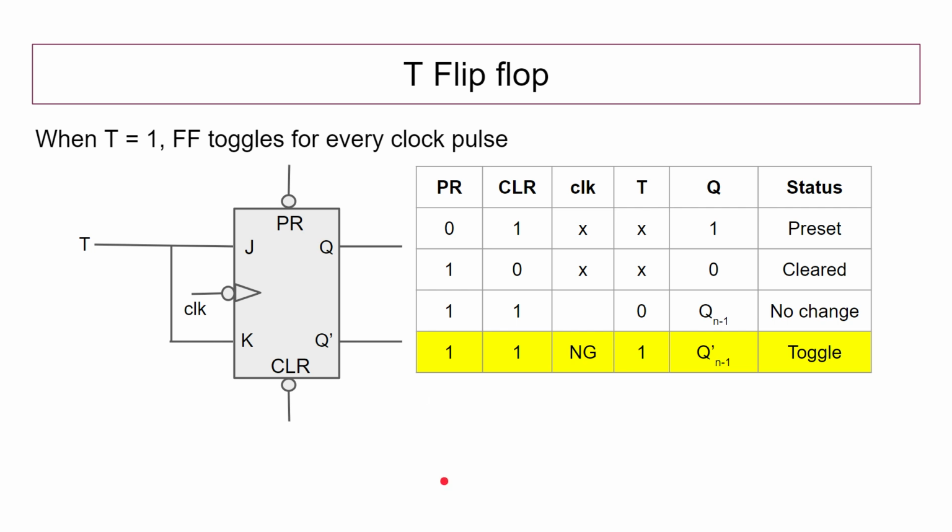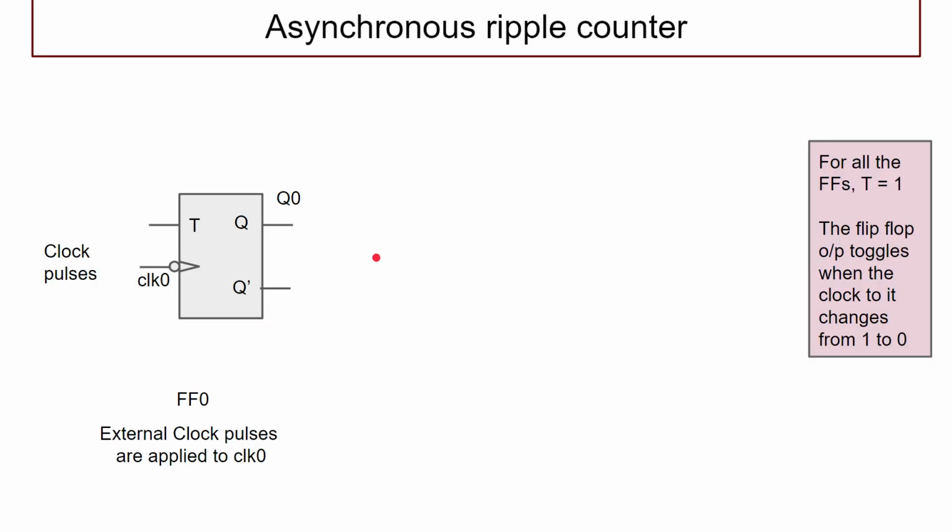In the slide, what we see is a T flip flop. And the truth table highlights that when the T value of the flip flop is 1, then every negative going clock pulse is going to make the flip flop toggle. So, with this input, let us go and design the 4-bit ripple counter.